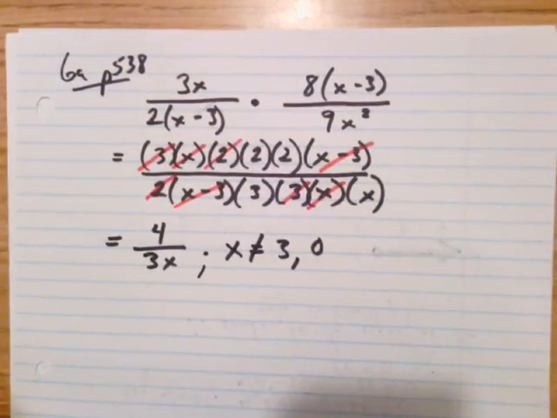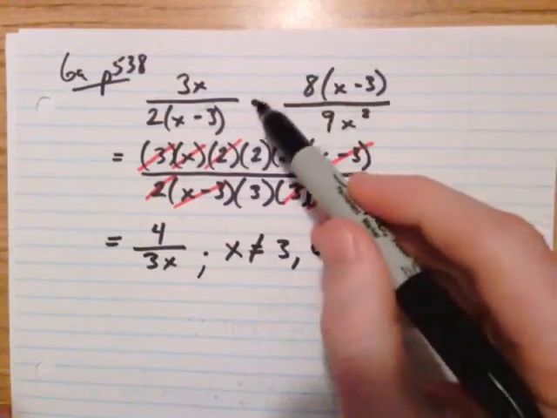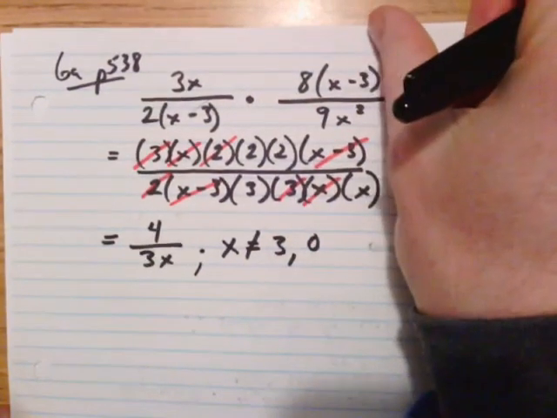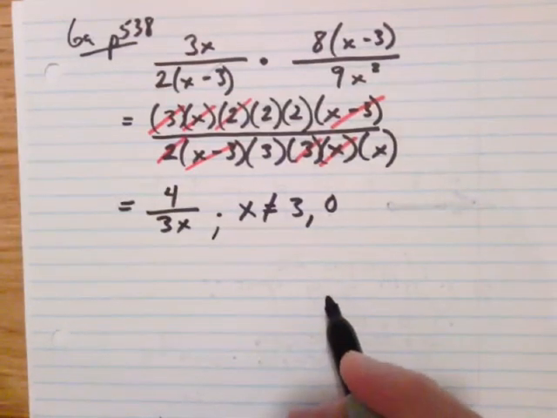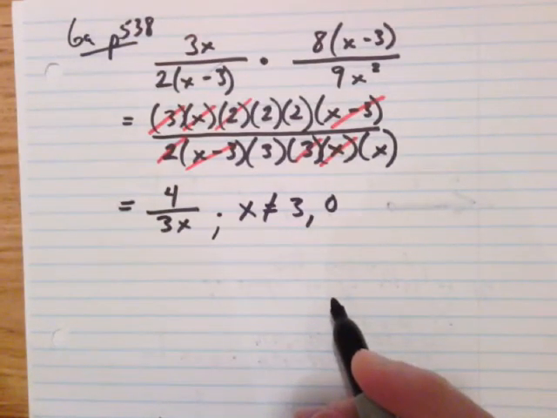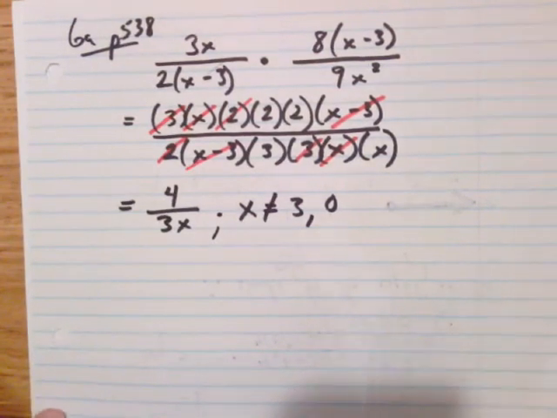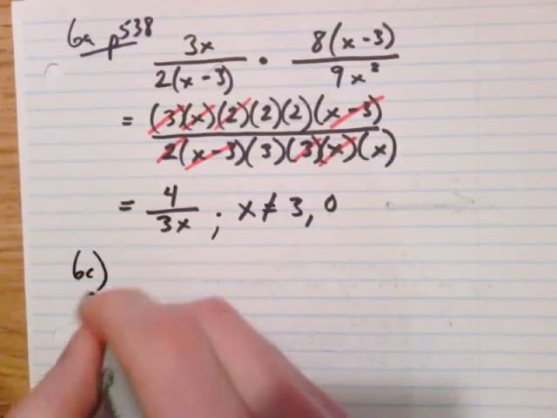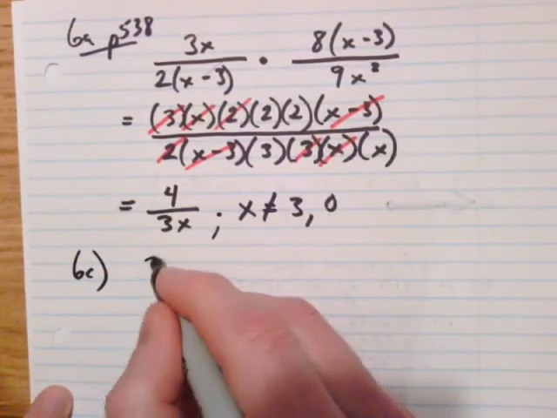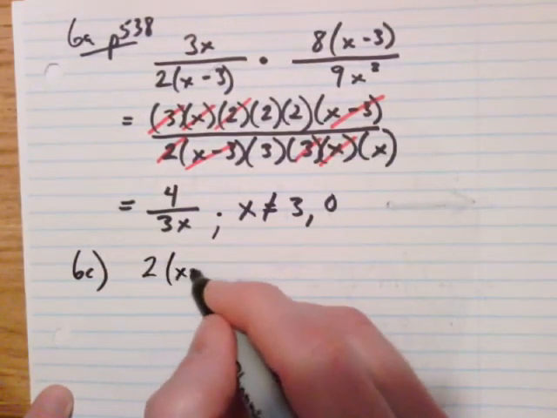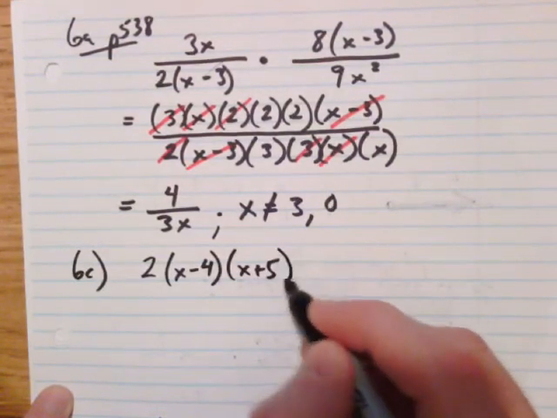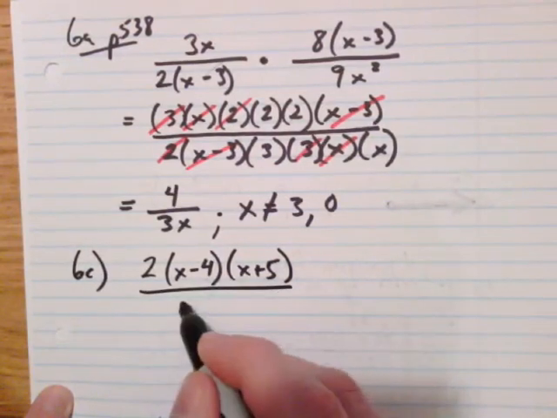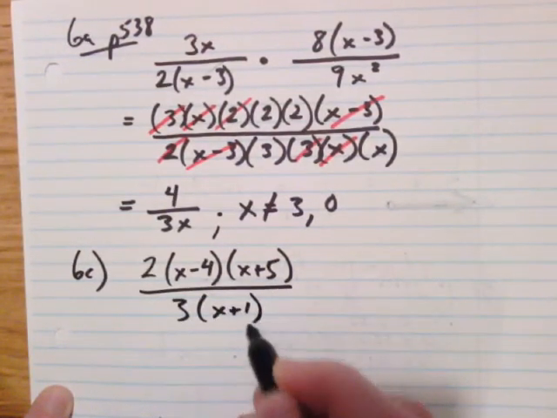Okay? Everything comes down from this. When you divide, you're just flipping this thing, but you're doing everything the same. So that was 6A. What else did I say I was going to do? 6C? Holy, that's a big one. And it's divide. Okay, 6C. Let's write it as it is in the textbook to start. 2 times x minus 4 times x plus 5 all over 3 times x plus 1.